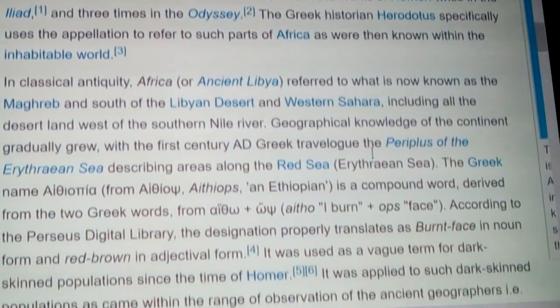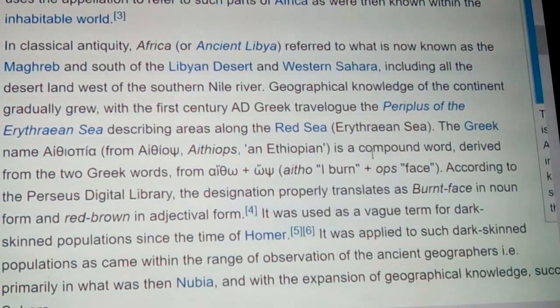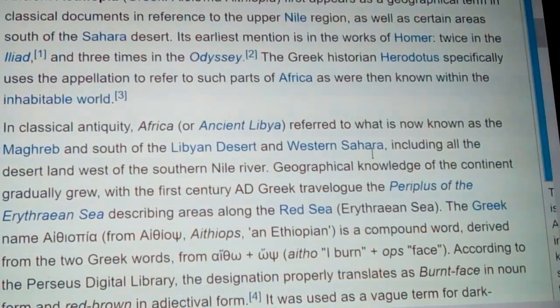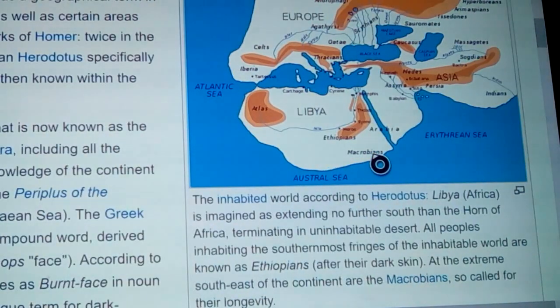Let's continue. In classic antiquity, Africa or ancient Libya is what was referred to, known as Maghreb, or the south of the Libyan desert in western Sahara, and indeed the whole of Africa that they knew back then, they actually called Libya. And they had gone out into it and found all the wadis and oases that had dried up as the Sahara had dried up. But in doing so, here I'll just show you a picture real quick.